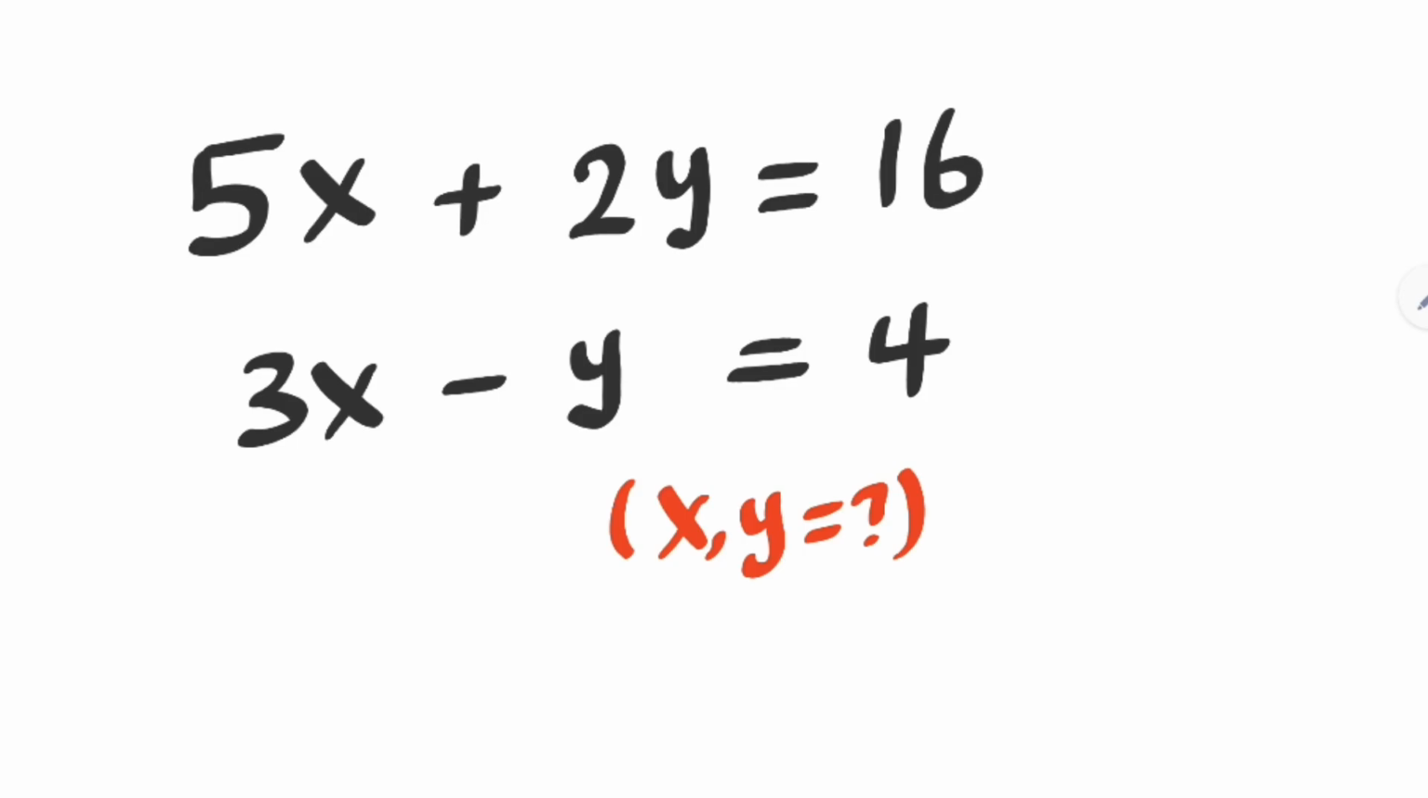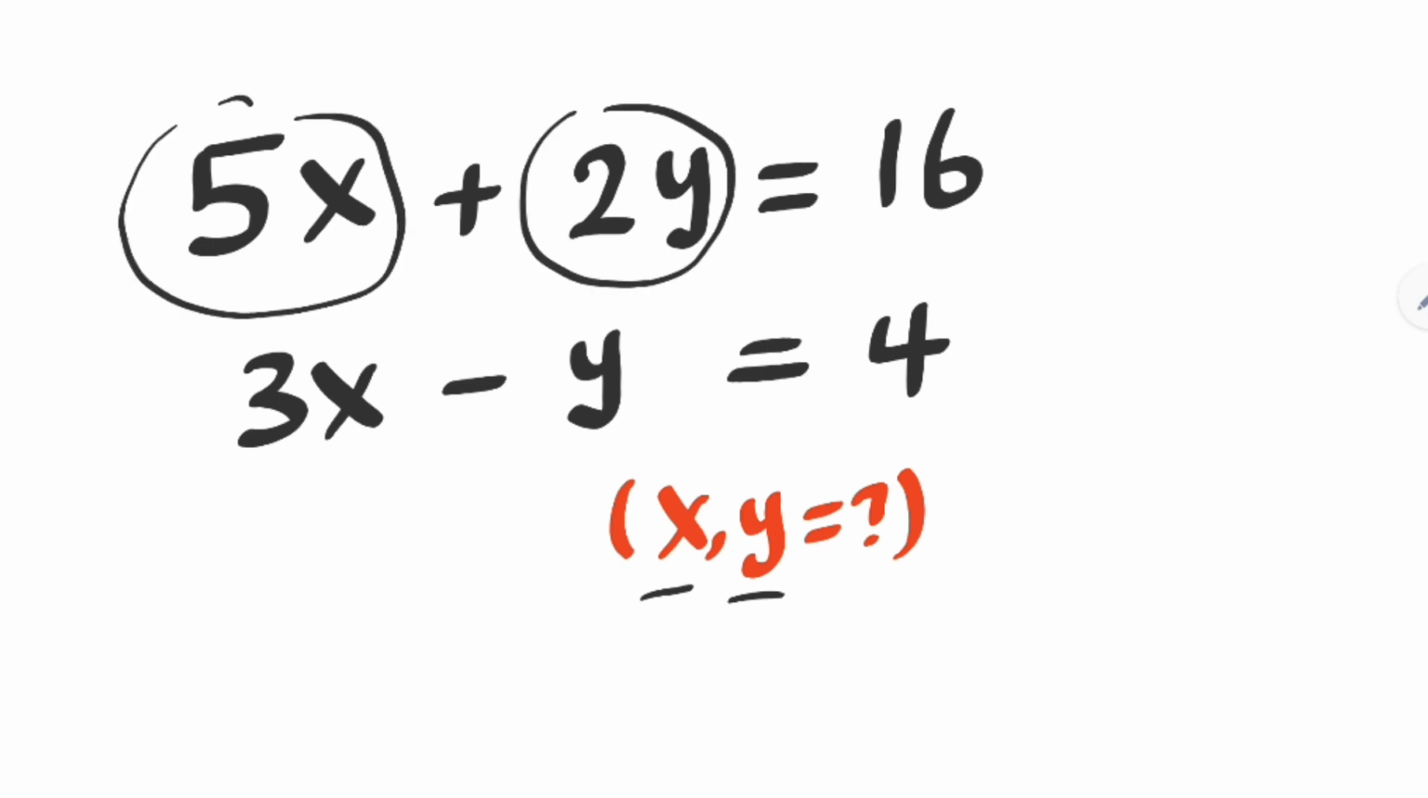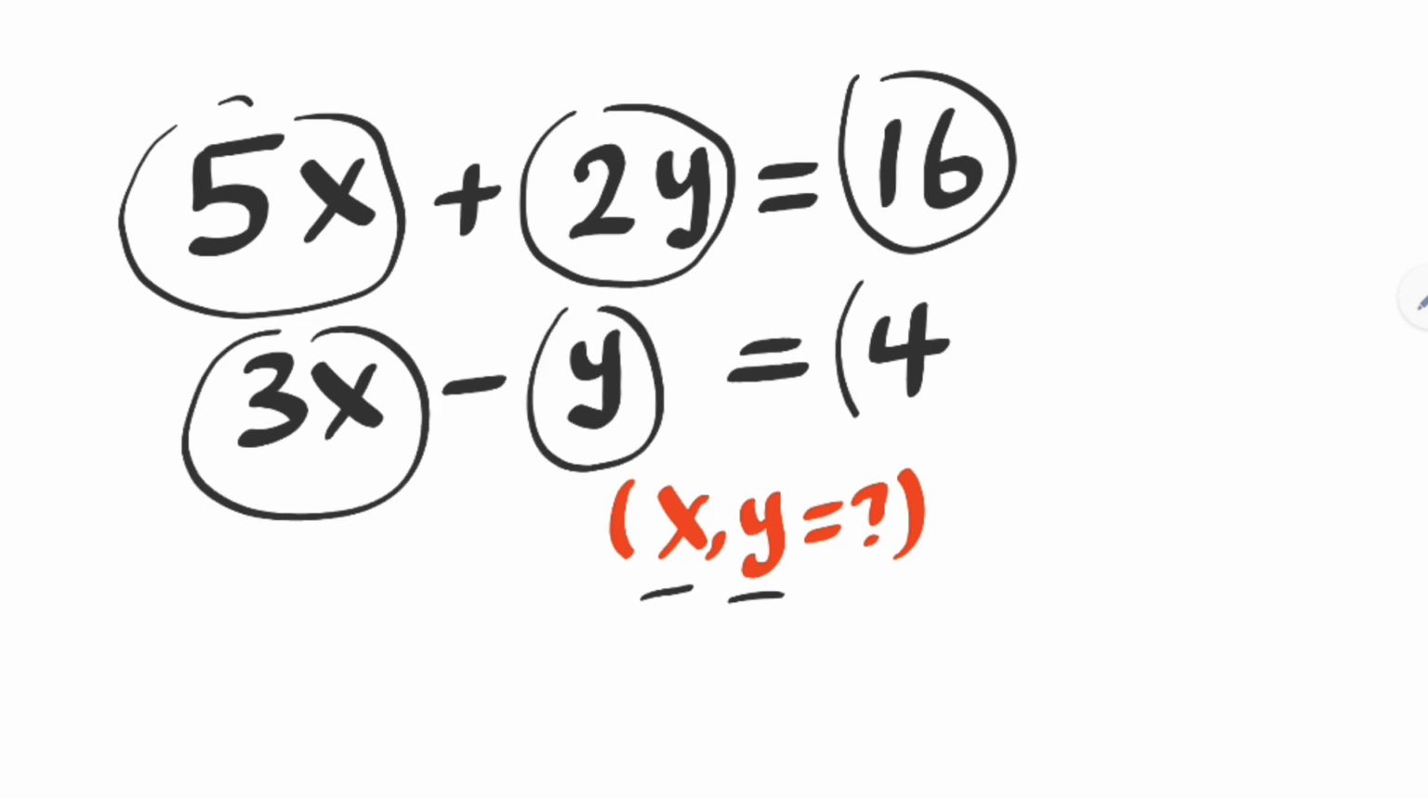Hi everyone, you are welcome to solve for x and y in this beautiful system of linear equations. 5x plus 2y is equal to 16. Then 3x minus y is equal to 4.